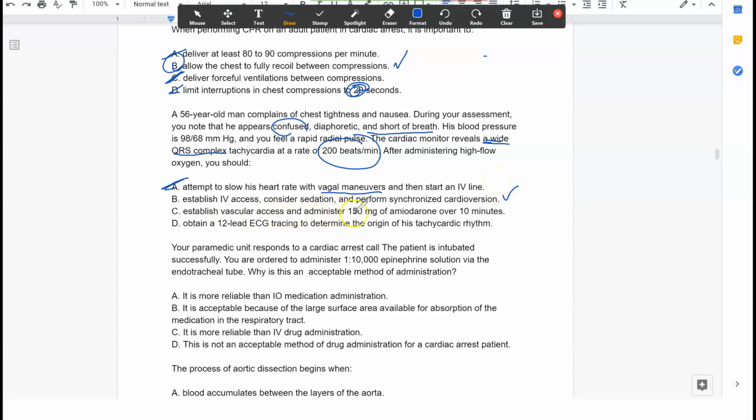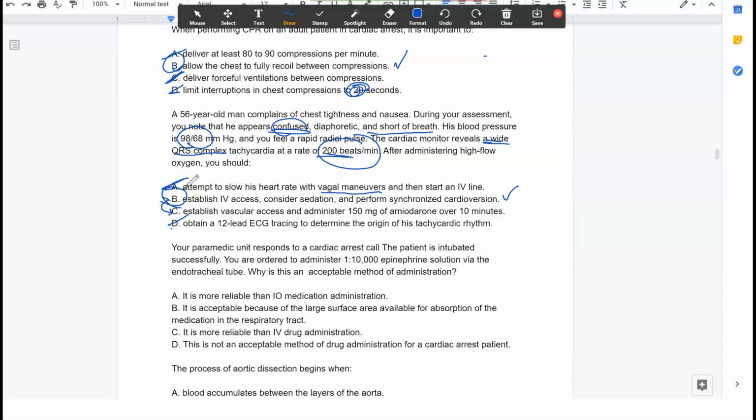Establish vascular access and administer 150 milligrams of amiodarone over 10 minutes. This right here is your medicine or Edison decision. Obtain a 12-lead tracing, determine origin. He's 200 beats a minute and he's confused and hypotensive. You're not going to necessarily do that EKG right now. Your best option is synchronized cardioversion.